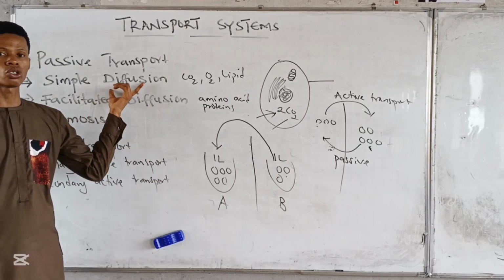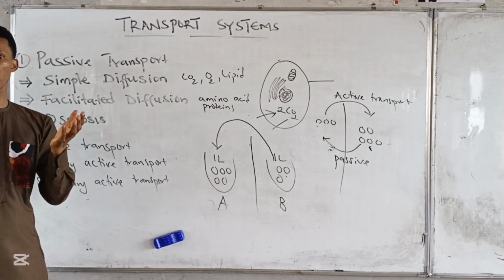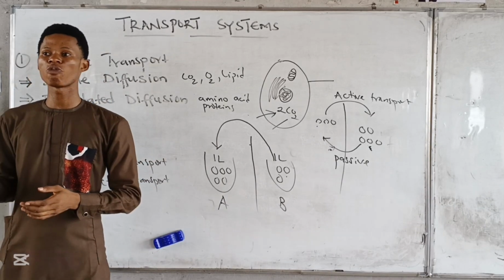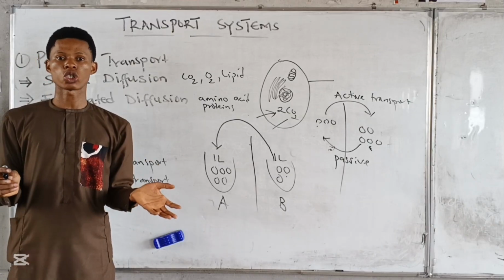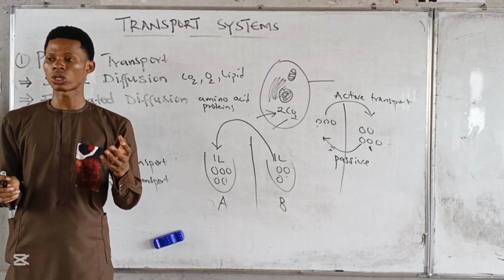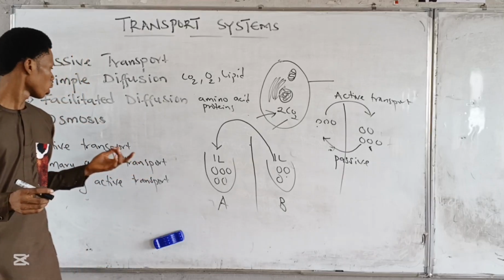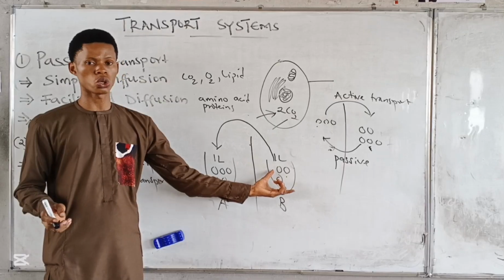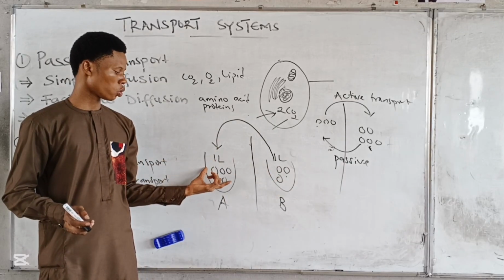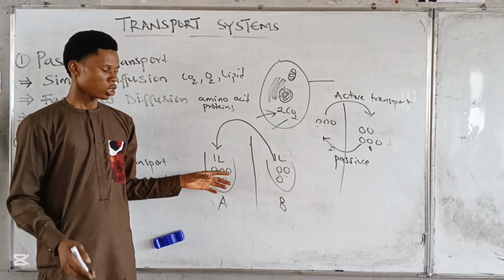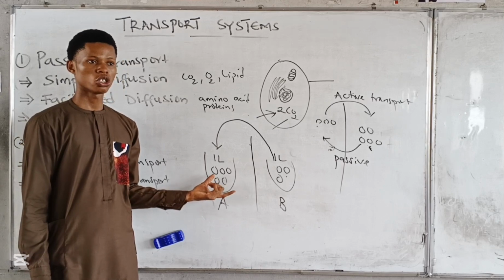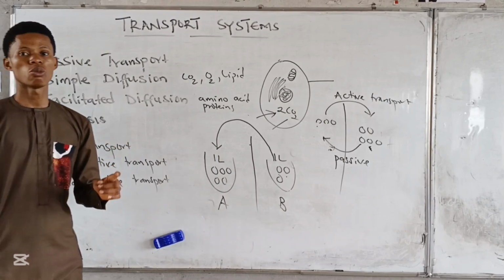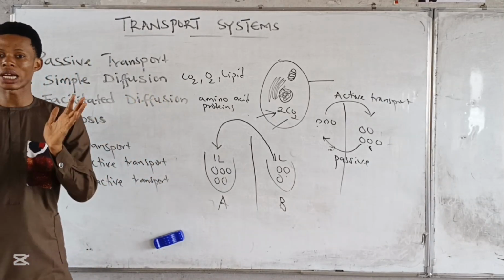We've seen simple diffusion as the movement of gas molecules from high concentration to low concentration. We've seen facilitated diffusion as movement of molecules from high concentration to low concentration with the help of what? A transport protein, right? Now we've seen osmosis as movement of water molecules from region of lower solute concentration to region of higher solute concentration, or the movement of solute itself from region of high concentration to region of low concentration. One thing you must notice, in all these things, we are not utilizing energy.